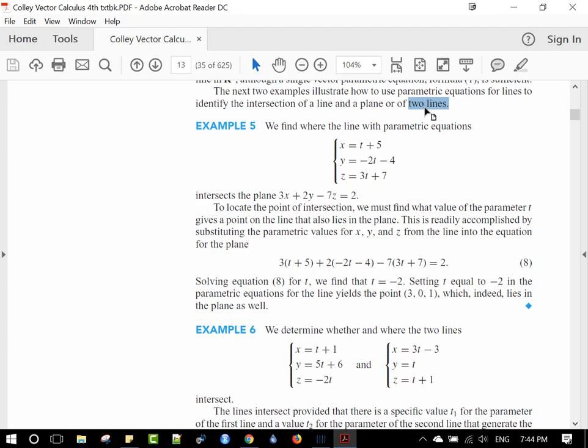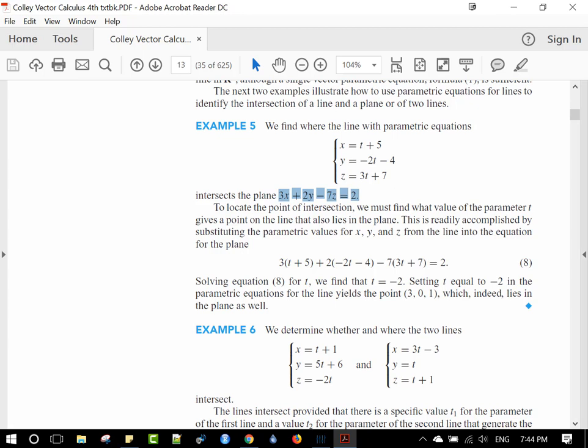Of course we know how to do this, for example, in R2, find the intersection of two lines. But first of all we're talking about R3, and second of all we want to do it with parametric equations. So example 5: we find where the line with these parametric equations intersects this plane. So we want to find the point of intersection.